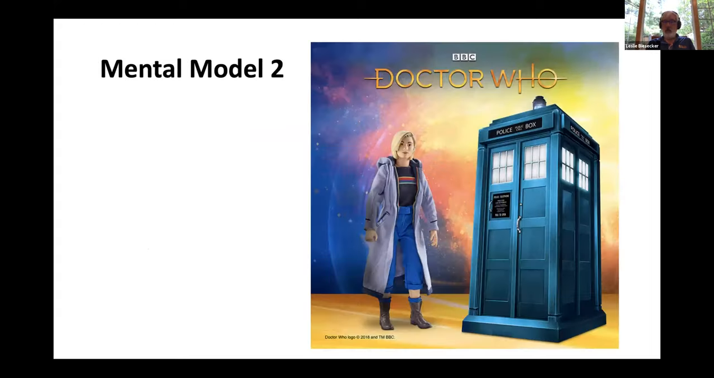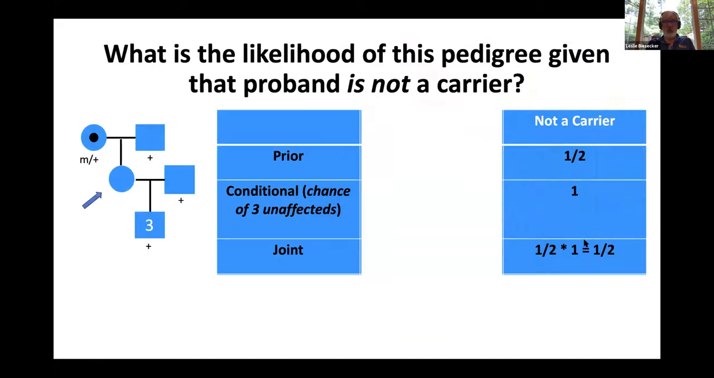Okay, now let's look at alternative universe number 2. What is the likelihood of this pedigree if she's not a carrier? Jenny said her prior probability was 1/2. And then you ask, what's her likelihood of having 3 unaffected boys if she's not the carrier? And that likelihood is essentially 1, obviously. And so the likelihood that both those things are true is 1/2, because it's 1/2 times 1.